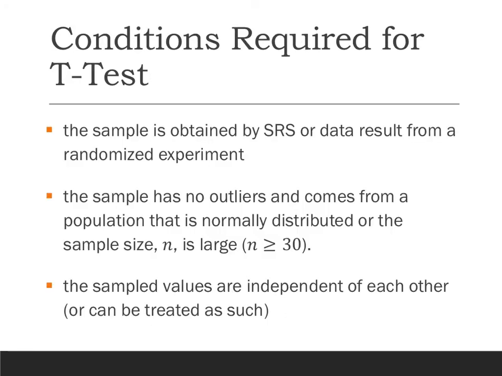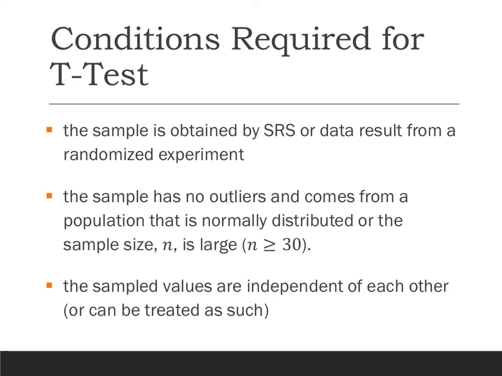And of course, just like with our t-interval and with our one prop z-int and one prop z-test, we have conditions that we need to make sure are met before we use any of our tests. And that would be true even if we were learning various different tests. And our conditions for our t-test are very similar to what we've seen already several times. The first thing, of course, is our sample either needs to be obtained by a simple random sample, or our data needs to result from a randomized experiment.